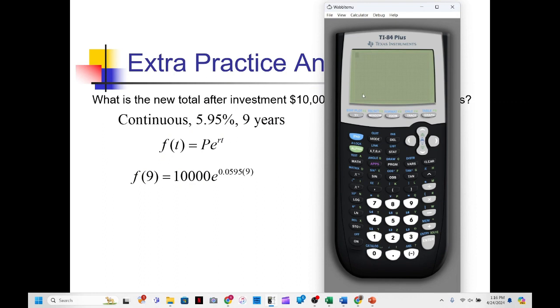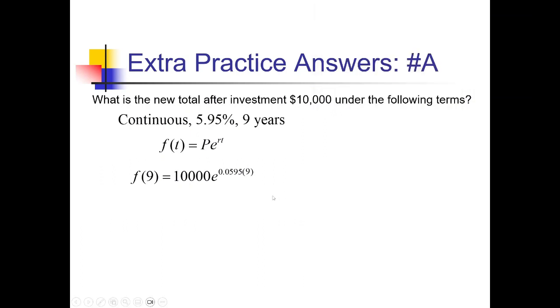I'll do this first one kind of in slow motion on the calculator because it's our first PERT problem. So I've got 10,000, and to get e, at least on my calculator, you have to do second, then ln, and that gives you e to an exponent. And then up here, we've got 0.0595, and I'll multiply that by 9, and then just press enter. And that comes out to about $17,083.02.